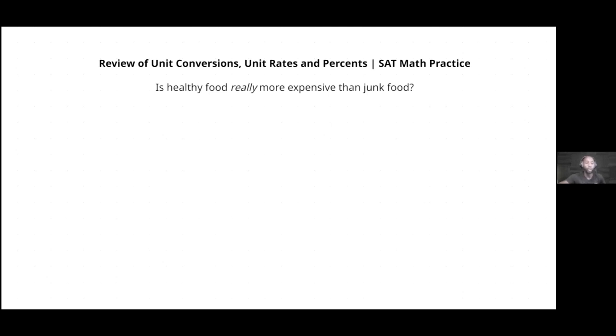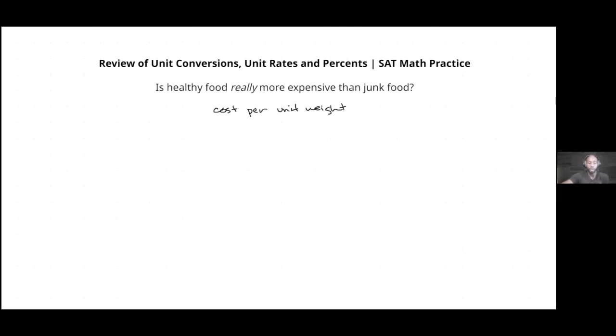We're going to examine this in the following way: cost per unit weight. What I mean is we're going to compare healthy food to junk food based on their cost per pound. There are other ways that you can compare healthy food and junk food in regard to value, but we're doing cost per pound, or rather cost per unit weight. Okay, so let's write down a few things here.